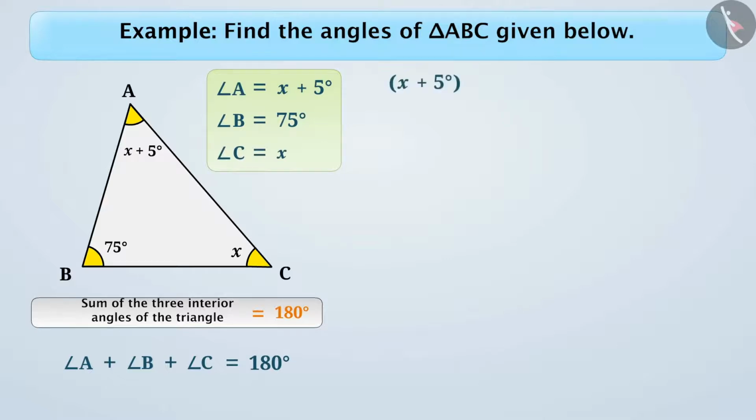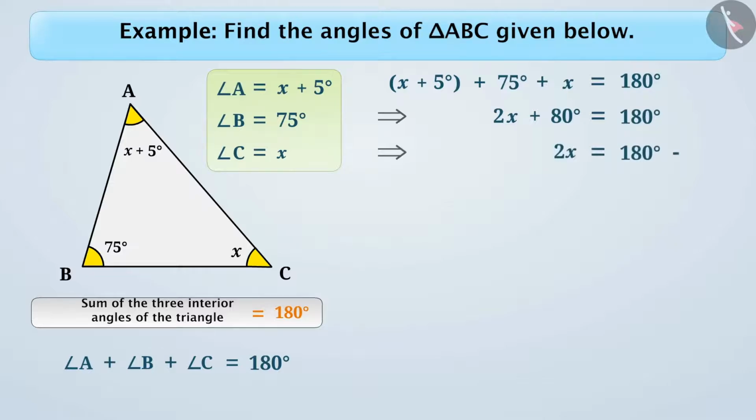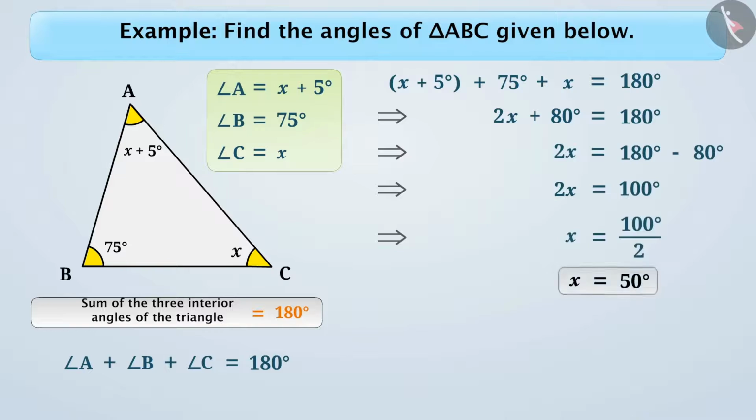x plus 5 plus 75 degree plus x is equal to 180 degree. That is, 2x plus 80 degree is equal to 180 degree. We can write it as 2x is equal to 180 degree minus 80 degree. That means 2x is equal to 100 degree. Or x is equal to 100 degree divided by 2 is equal to 50 degree. Therefore, we get angle C is equal to 50 degree and angle A is equal to 50 degree plus 5 degree is equal to 55 degree.